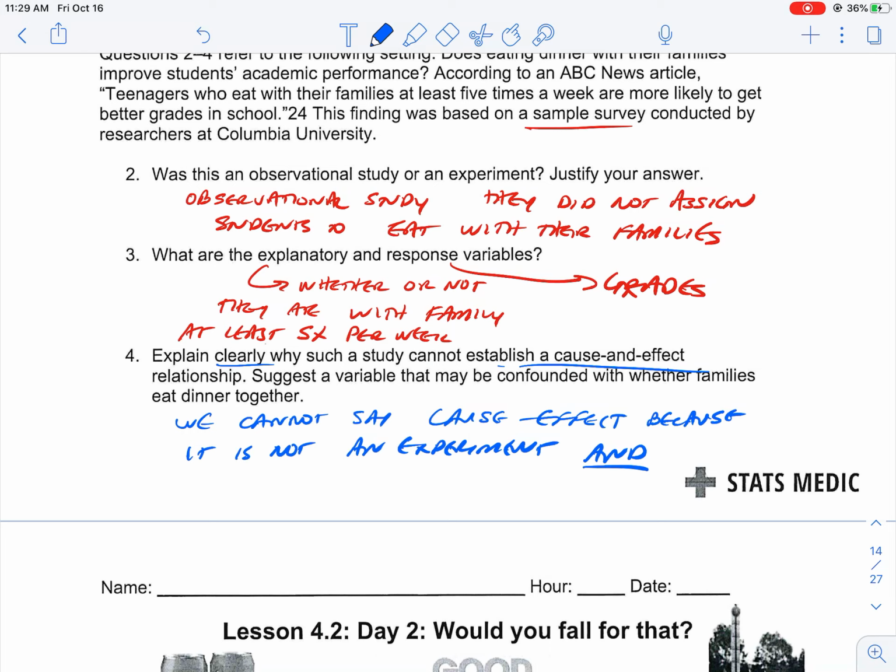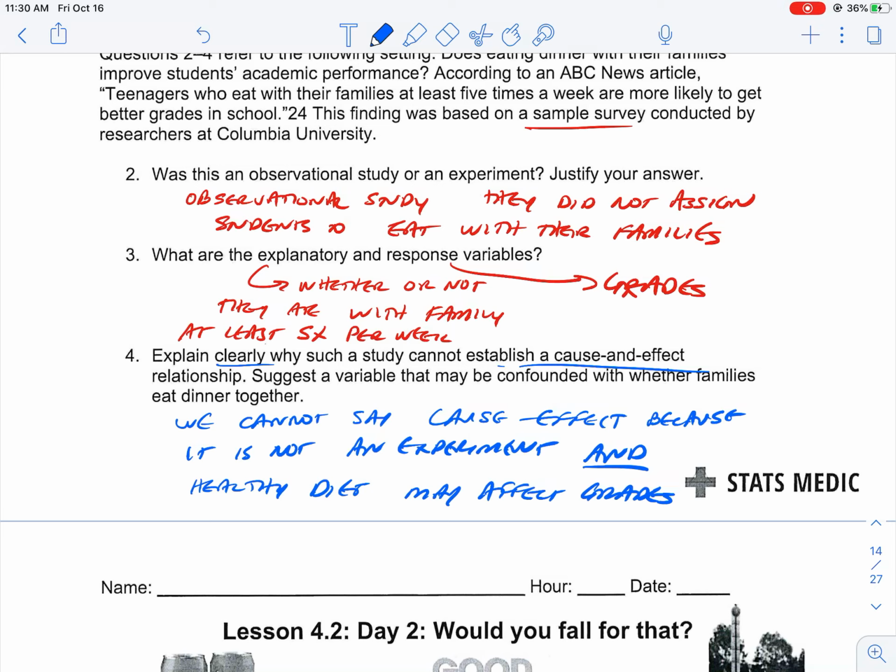And there are confounding variables. There are confounding factors. So what are some confounding variables? It could be what they eat. It could be the healthiness of their diet. Healthy diet may affect grades, right? So if they sit down to eat, they may have a healthier diet than if they're just eating out all the time. Who knows why that is?